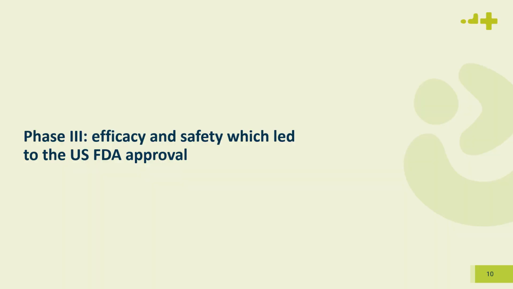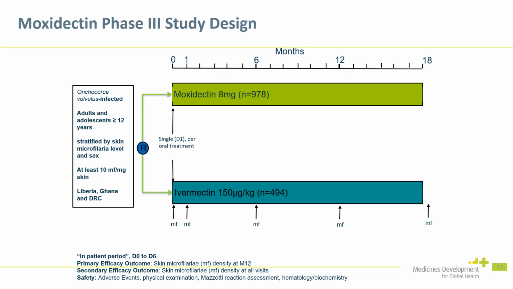Let's explore the evidence for moxidectin's sustained effect on the Onchocerca volvulus microfilariae. This is the design of the pivotal phase 3 clinical trial. Adults and adolescents 12 years of age and older, and with at least 10 microfilariae per milligram of skin before treatment, were enrolled at 4 sites in Liberia, Ghana, and the DRC.